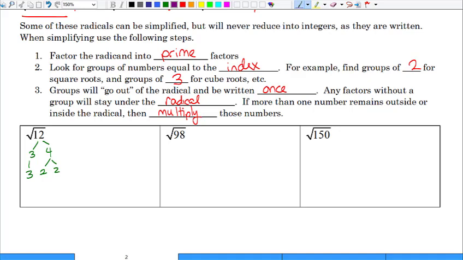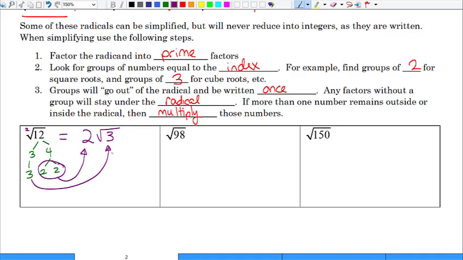Step 2, look for groups of numbers equal to the index. So the index here is 2, so I'm looking for groups of 2. Do you see 2 numbers that are just the same? Well, I do. I have 2 2's. The instructions tell me that the 2 will go out of the radicand, and any number that doesn't have a group is going to stay inside the radicand. So I'm going to write the 2 outside just once. Because I took them out as a group, I only write them outside the house once. Sometimes they call that little radical symbol a house, it kind of looks like a house to me. And then the 3 is going to stay inside.